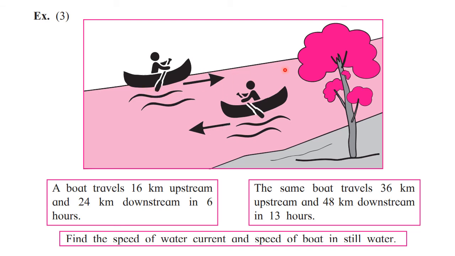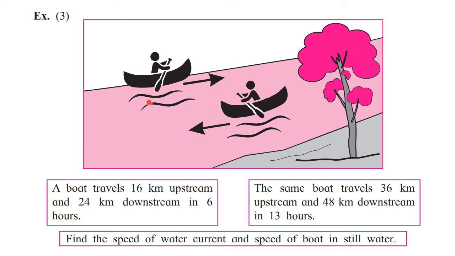Upstream, see, this is upstream. That means in the opposite direction of the flow. And downstream means in the same direction of the flow of the current. Now here, since they have used the words upstream and downstream, we have to find out the speed of the boat upstream and the speed of the boat downstream. Here, the speed of the water current is taken as y and the speed of the boat is taken as x.